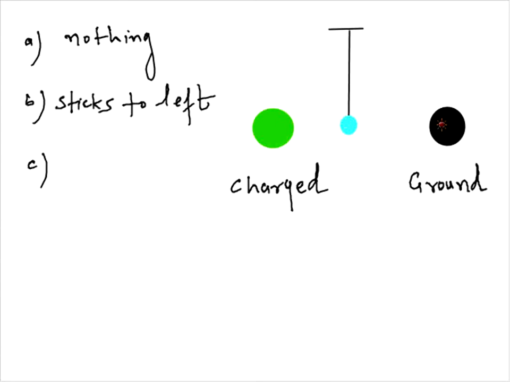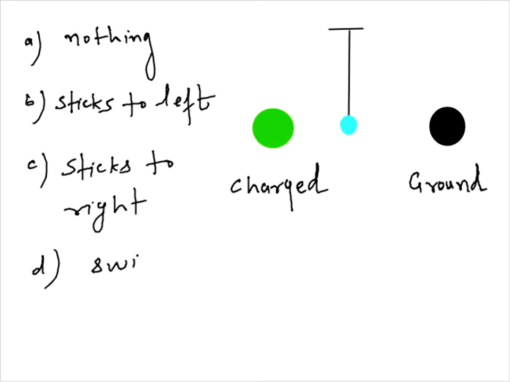It goes to the right, sticks to it, sticks to the right ball, swings back and forth. Which is the correct option? Swings back and forth. That is option D. So which is correct?